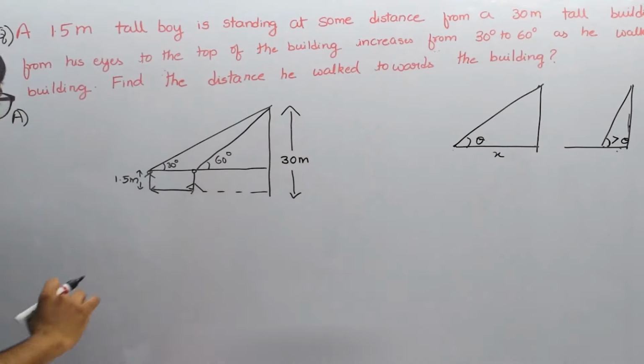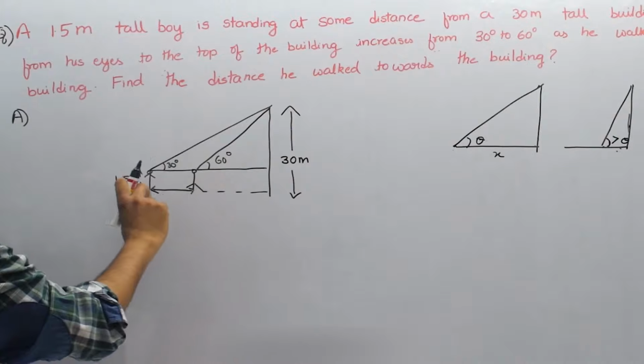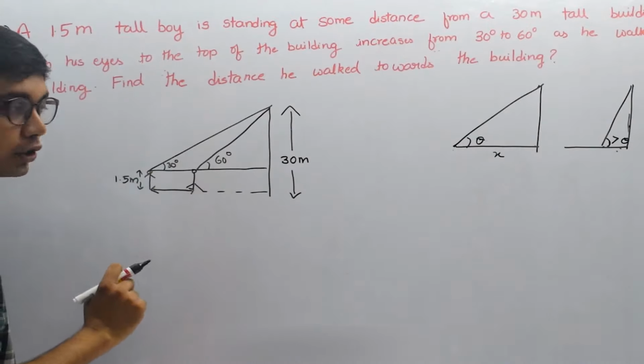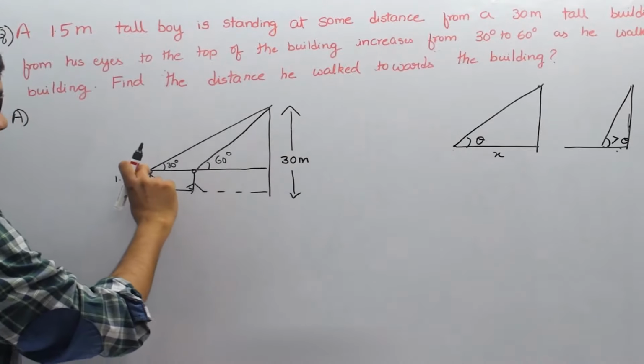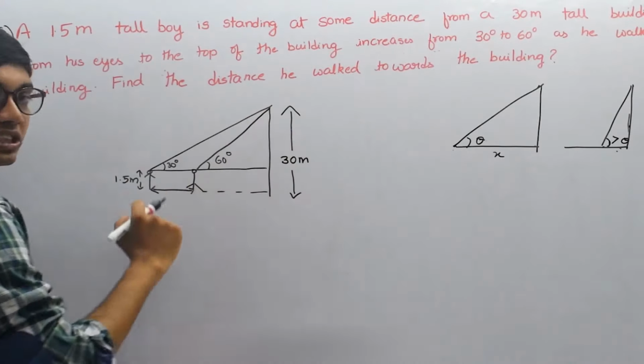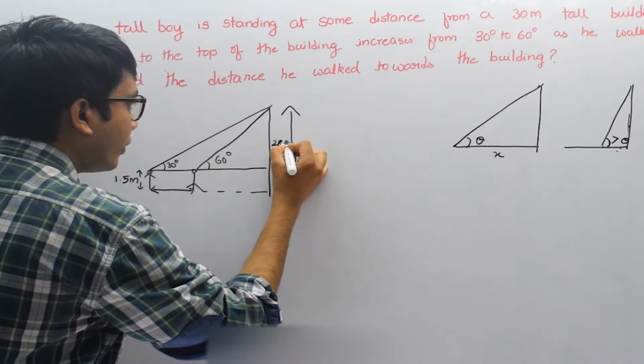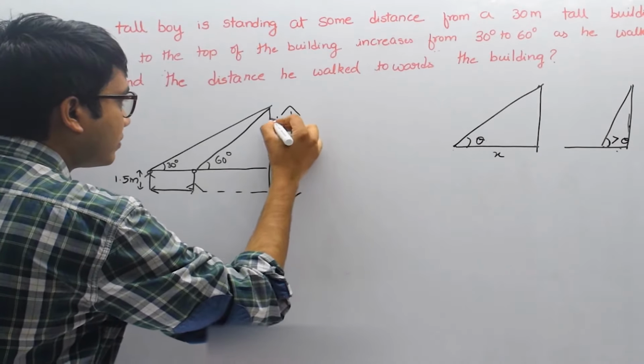This whole distance is 30 meters. In that, the boy's height should be subtracted. So what I am going to do? 30 meter minus this 1.5 gives this height. So this will be 28.5.